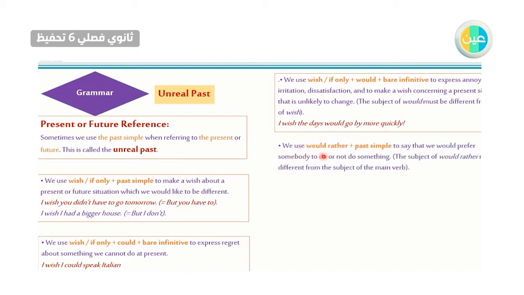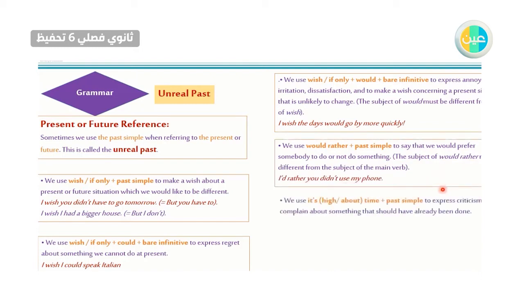We use would rather plus past simple to say that we would prefer somebody to do or not to do something. The subject of would rather must be different also from the subject of the main verb. For example, I would rather you didn't use my phone.